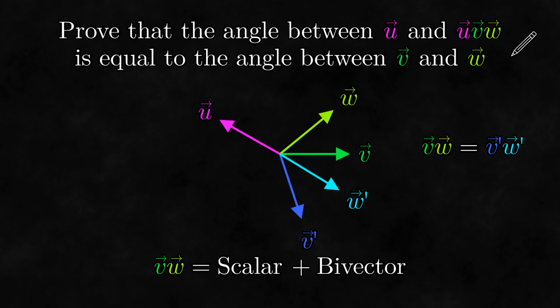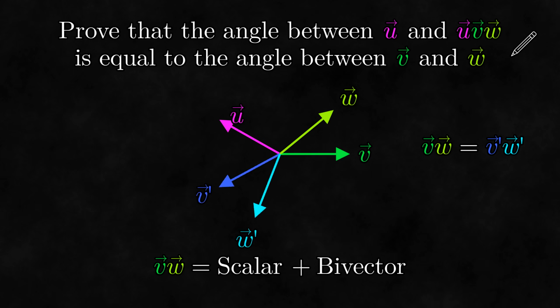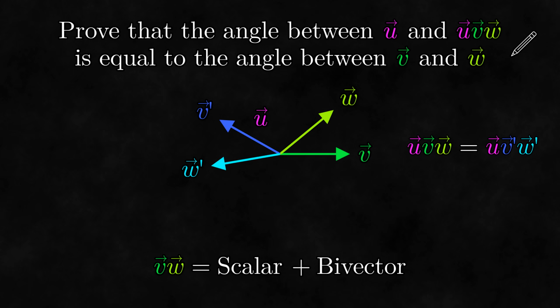Bringing u back into the picture, we can rotate such that v' lines up with u. Then, uvw is equal to uv'w'. u and v' now point in the same direction, so we can use our previous argument. The product of u and v' is a scalar, so uv'w' is a vector pointing in the direction of w'. We constructed w' so that the angle between it and u is the same as the angle between v and w, so in the end, the angle between u and uvw is in fact equal to the angle between v and w.